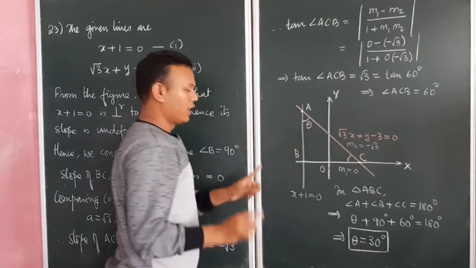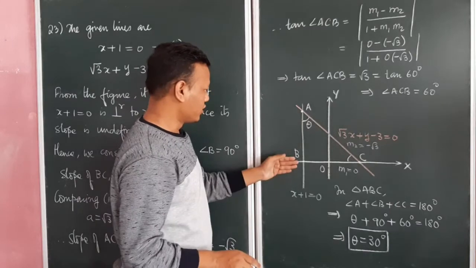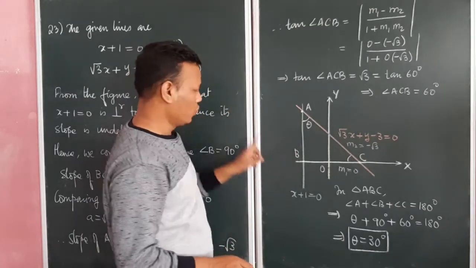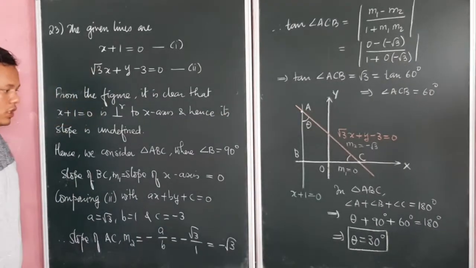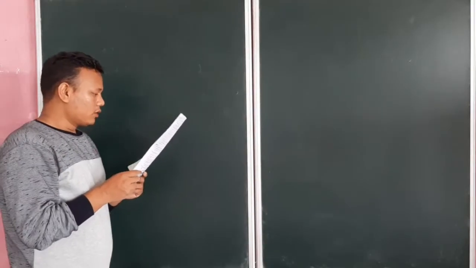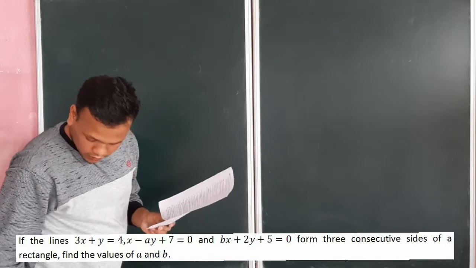Alright, so that's why at last you write: angle of intersection between 1 and 2 is 30 degrees. All right, so you may pause the video to note down. Let's move to question number 13.2.